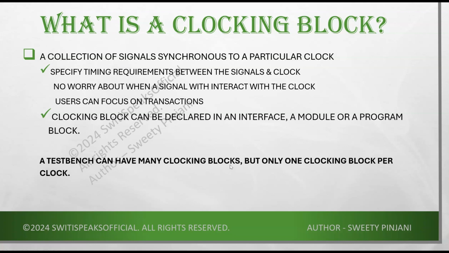No, only one clocking block is allowed for one clock. And you can have multiple clocking blocks. How many clocks you have? For each clock, you can have a clocking block. But for one clock, only one clocking block. Please remember, this is very, very important point in clocking block.